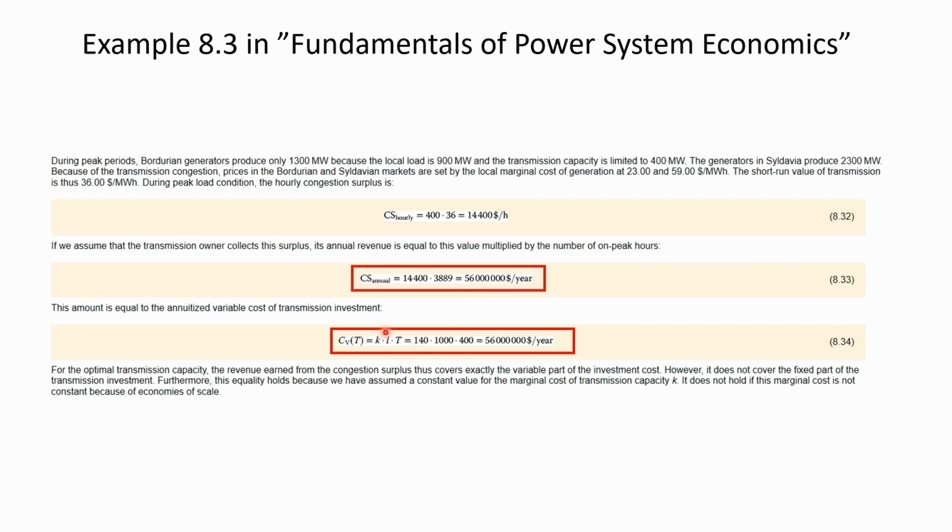And this here is the cost of having a transmission line of 1,000 kilometers. And we can see that the values here are equal. So the annual bottleneck income is equal to the annual cost of having built this interconnector.